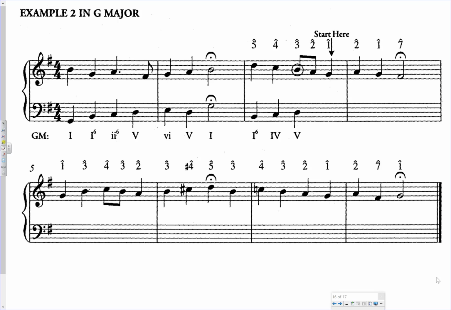Hi AP. Okay, so in today's video, we're going to continue to talk and work on the free response question number 7 on the AP theory exam involving harmonizing melodies. This is another example. This is example number 2.